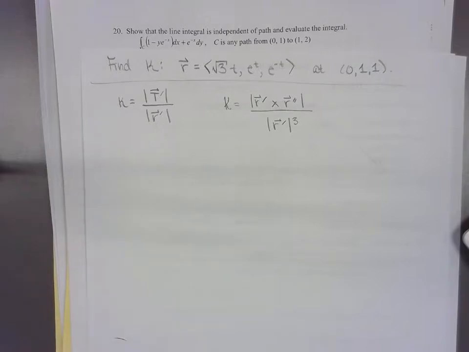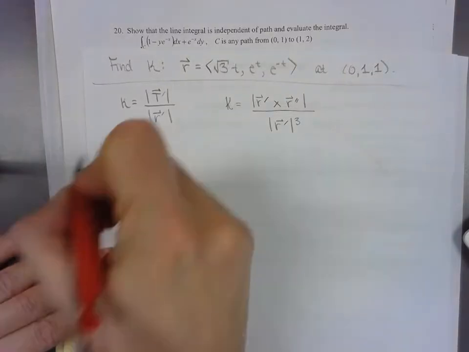So I have these two formulas as options. One thing I notice about both of those formulas is they have r prime in them. So regardless of which way I decide to go, I have to find r prime, right? So I'll at least start there.